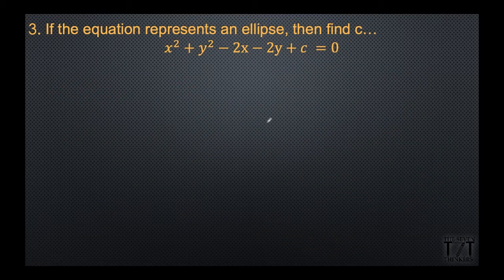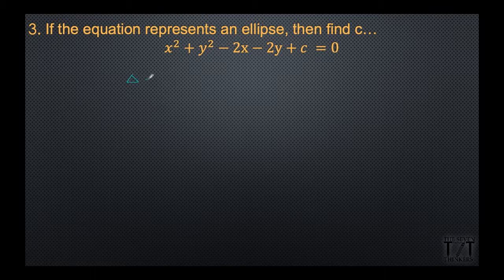This question says that if the equation represents an ellipse, then find C. Now it is told that it is a non-degenerate conic, so we don't have to find the discriminant over here, but with the help of the discriminant only, we're going to get the value of C. Why? Because AB minus h square over here will always be greater than 0. So to find the value of C, we're going to use the method of discriminant only.